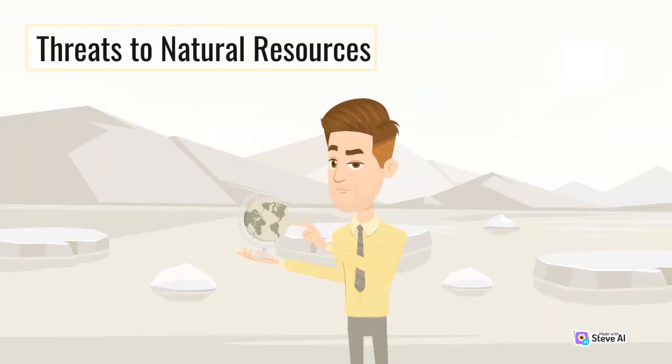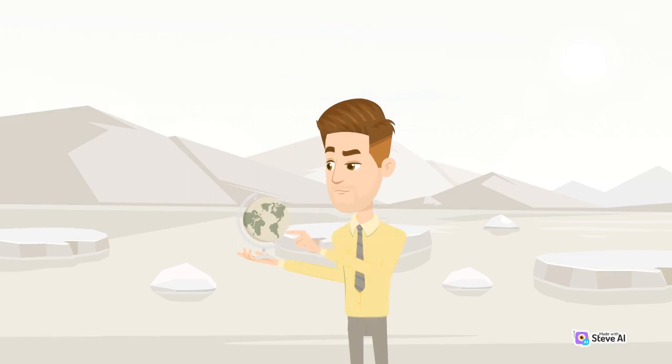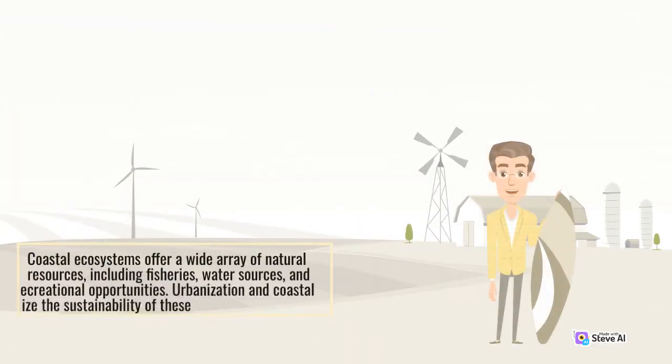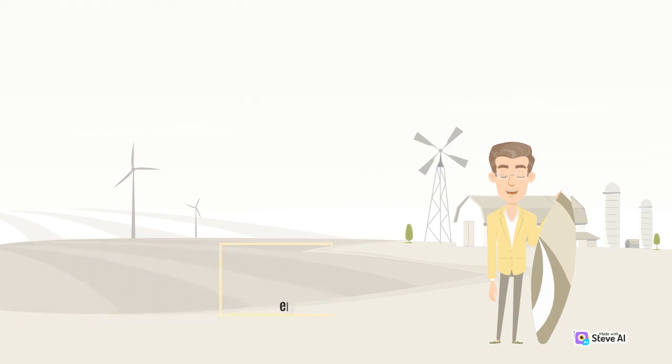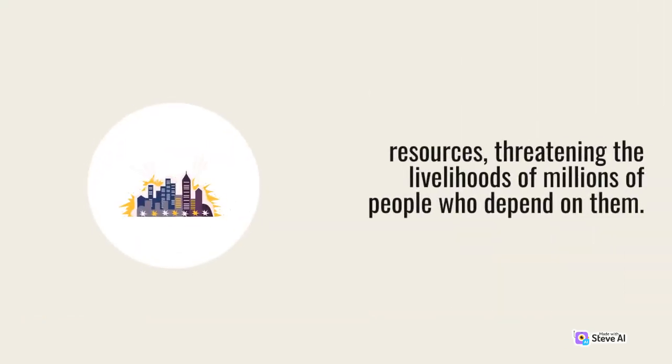Threats to natural resources. Coastal ecosystems offer a wide array of natural resources, including fisheries, water sources, and recreational opportunities. Urbanization and coastal erosion jeopardize the sustainability of these resources, threatening the livelihoods of millions of people who depend on them.